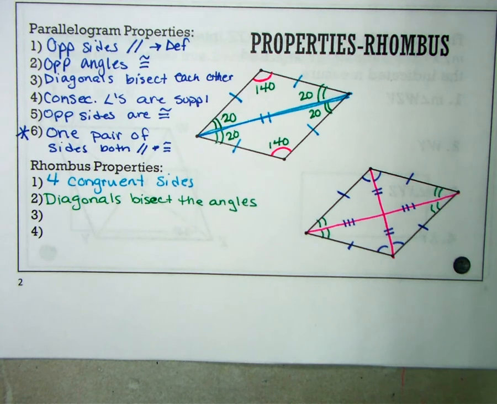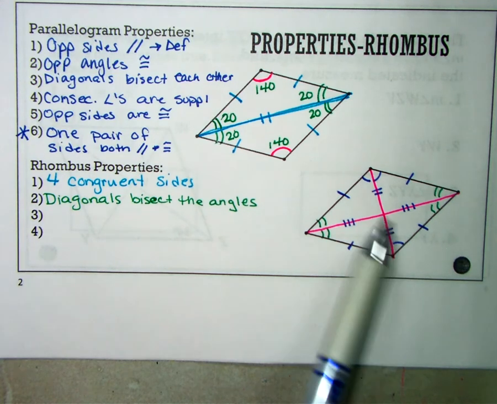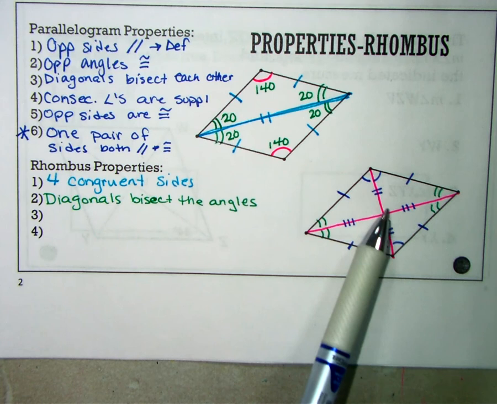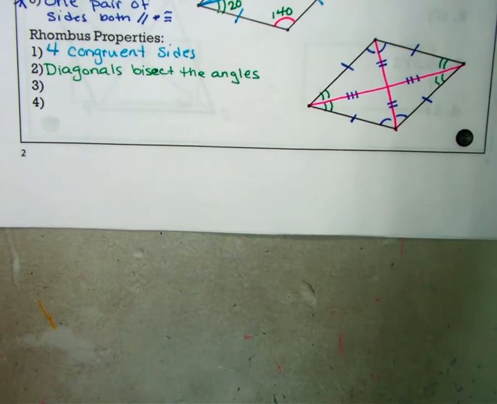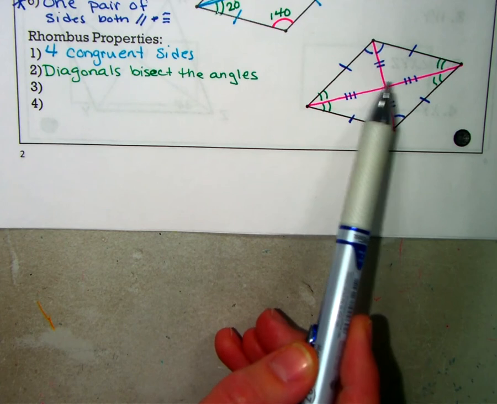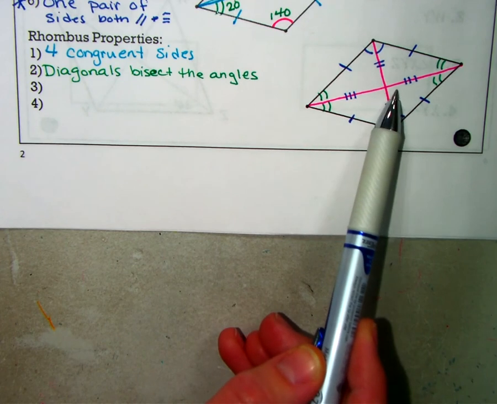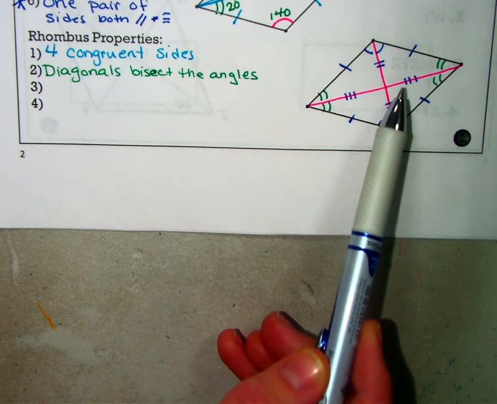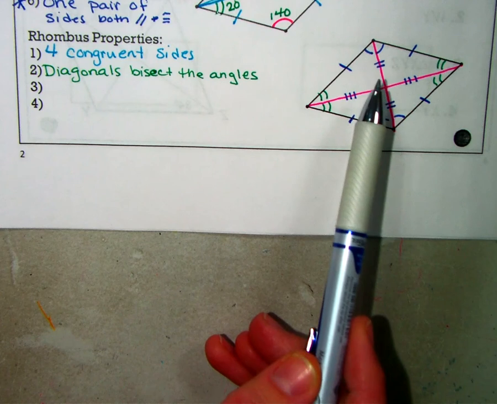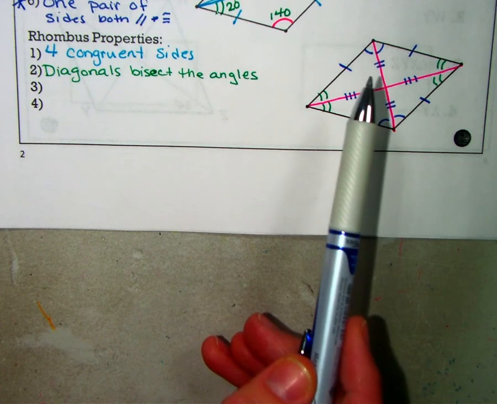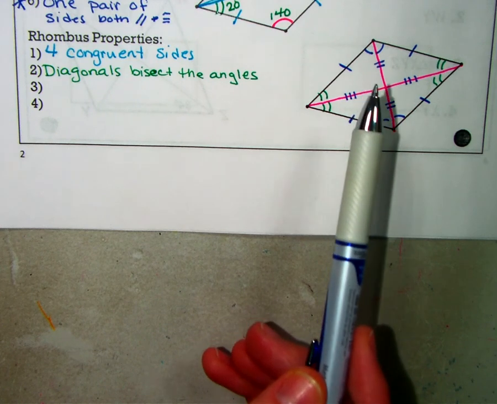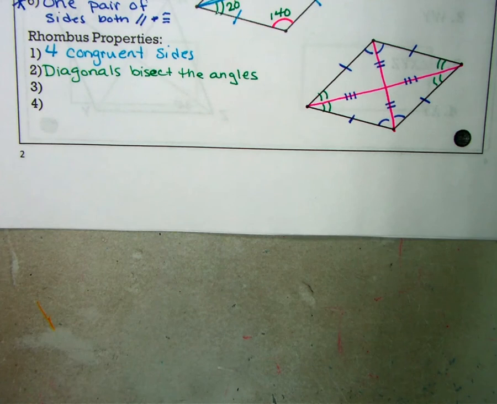But here's the best one of all. Here's the next property. I haven't put it on there yet. Here's the next property. It happens right here. What is true about these 4 angles? They're all congruent to each other. And if they're all congruent, and they're all next to each other, they all have to be a very specific number, 90 degrees. Yes. So let's put in those 90s.